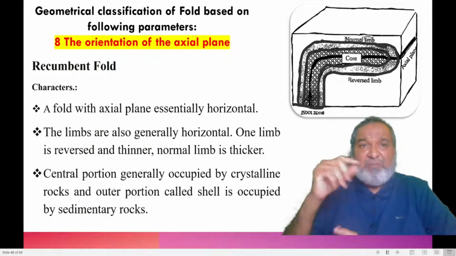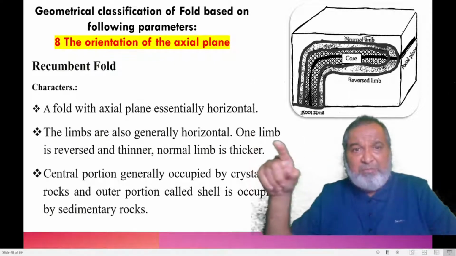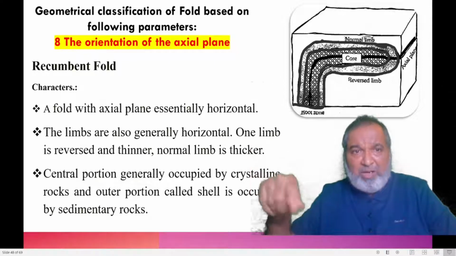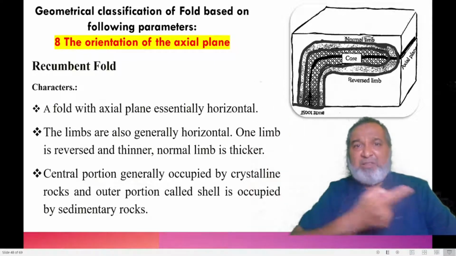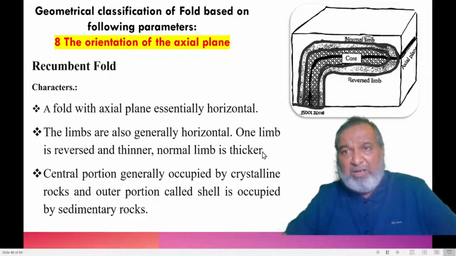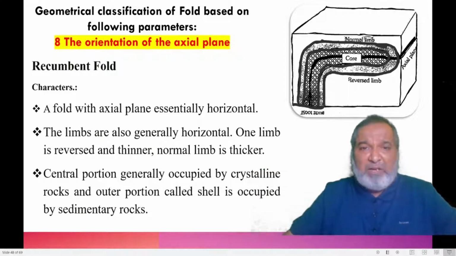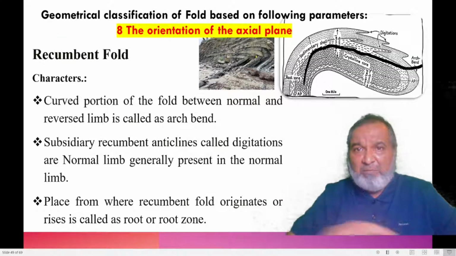In the fold with the axial plane essentially horizontal, the limbs are always generally horizontal. One limb is reverse, completely reversed and thinner, and the normal limb is thicker. The normal limb is the thicker one on top, and it is thinner on the inverted one. But as you go down, the axial plane will be vertical.